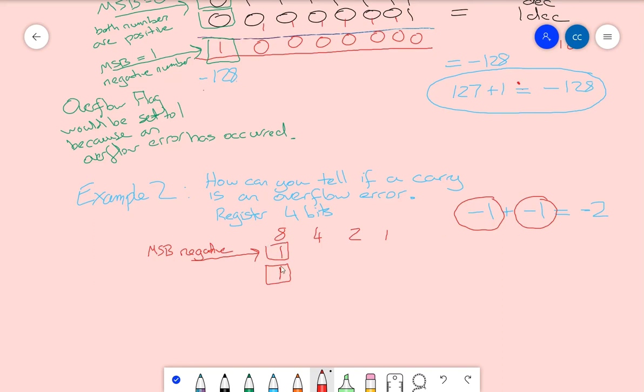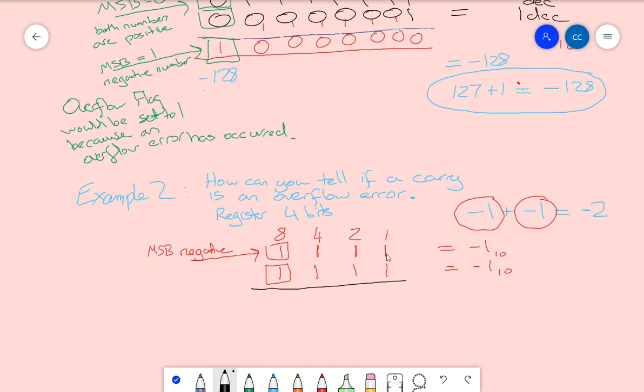But at the moment that says -8, so we need to add a 4 to it, and that will give us -4, and we need to add a 2 to it, which will give us -2, and we need to add the 1. So that is equivalent to -1 in decimal. And if we add these together, we want to get -2. So let's see what happens.